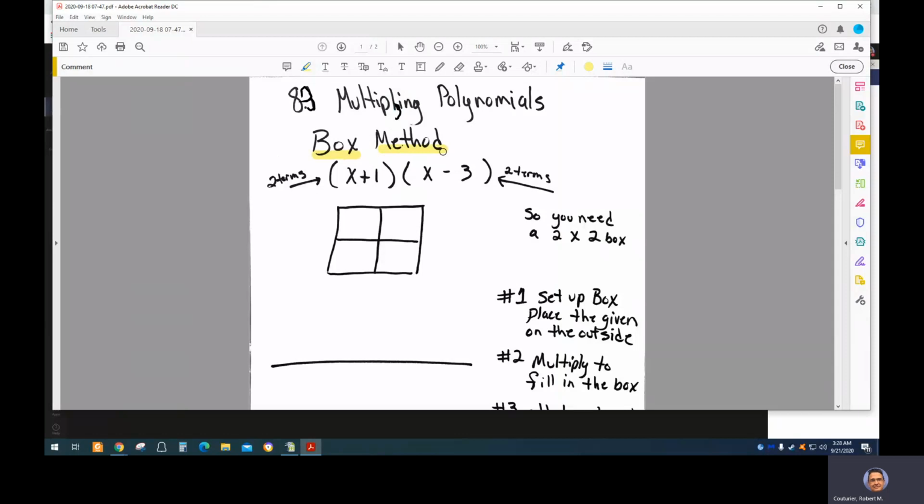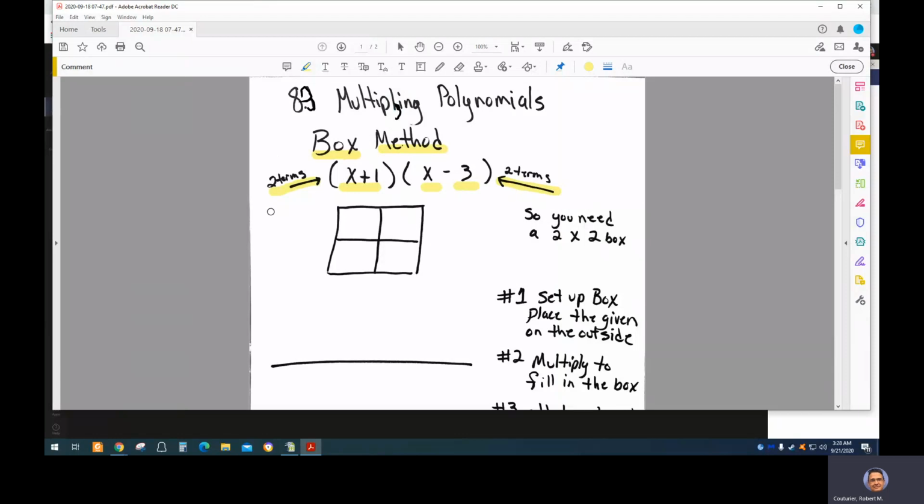The first thing we have to figure out is what size box do we need? And to do that, we have to look at how many terms are in this first polynomial? We can see that there are 1, and there are 2, because terms are separated by addition or subtraction. All right, so we have 2. And then we look at this, how many terms are here? Well, there's 1, and then there's 2 again.